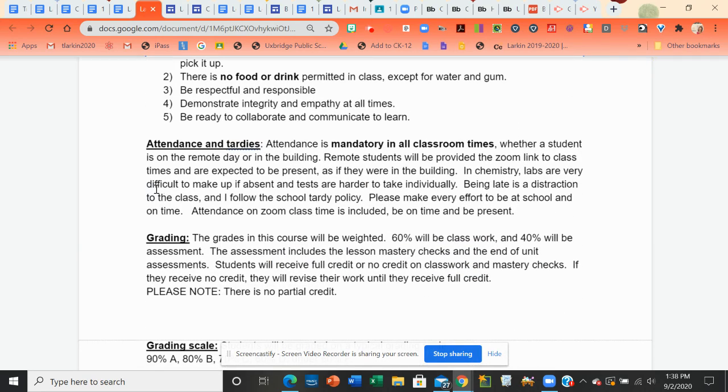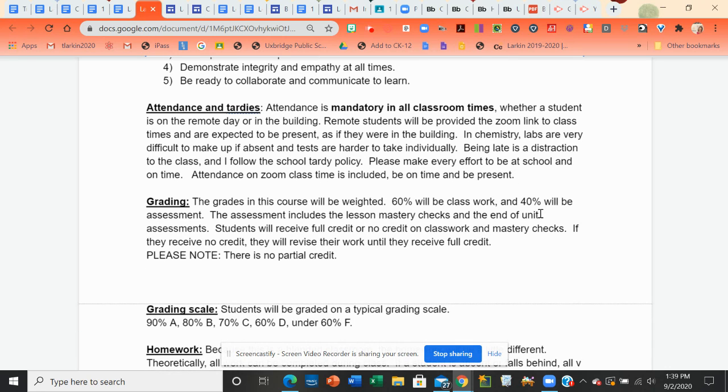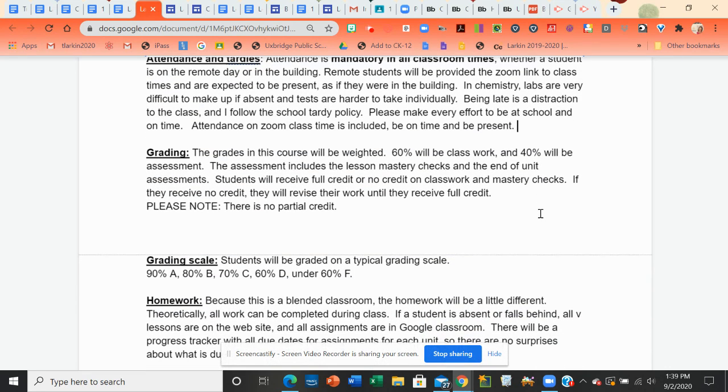In chemistry, labs are very difficult to make up if absent, and tests are harder to take individually. Being late is a distraction to the class. I follow the school tardy policy. Please make every effort to be at school and on time. Attendance on Zoom class is included. Be on time and be present.